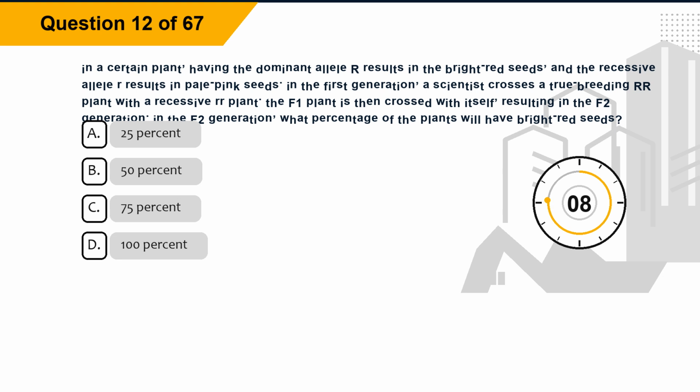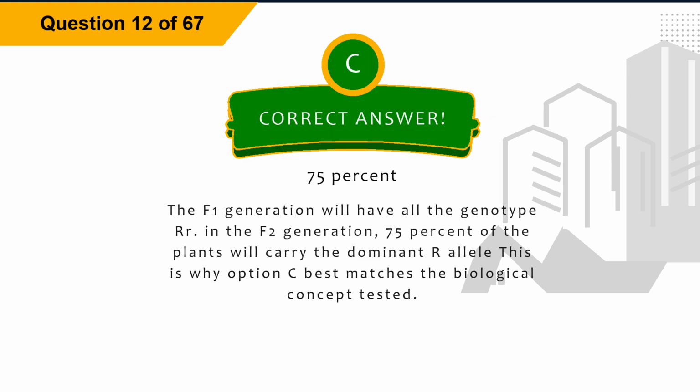Option A, 25%. Option B, 50%. Option C, 75%. Option D, 100%. The correct answer is option C, 75%. Explanation: the F1 generation will have all the heterozygous genotype. In the F2 generation, 75% of the plants will carry the dominant allele. This is why option C best matches the biological concept tested.